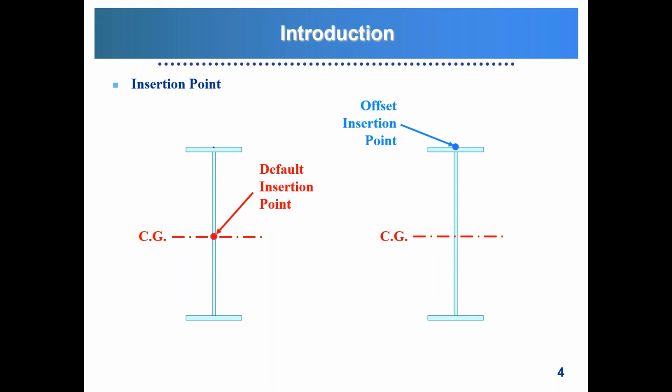For those of you who have done a lot of models in Midas, you'll probably notice that most of the time we end up having to move that insertion point somewhere else in the cross section. In that case, that's what we call an offset insertion point. And again, it's something that is used in most bridge models. So keep that in mind as we go through the presentation, because I'm going to be referring to the insertion point on a few different occasions.